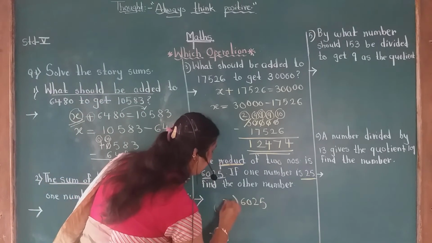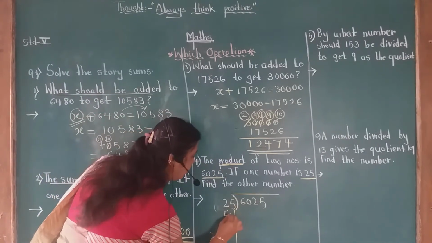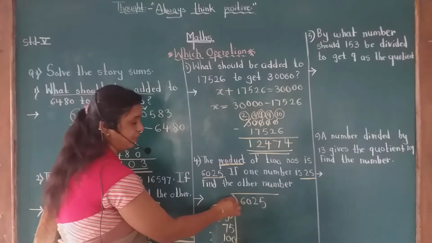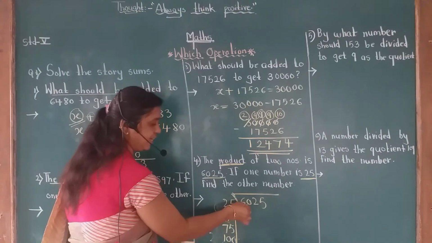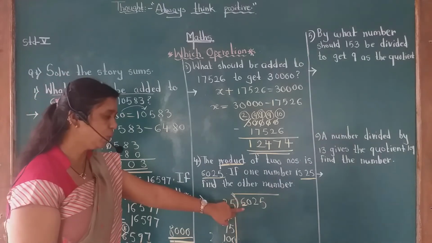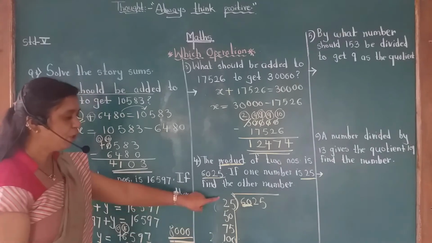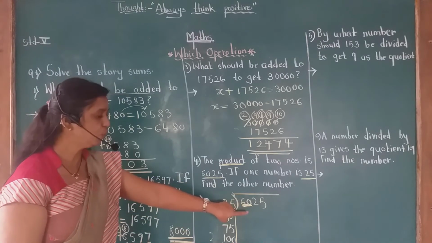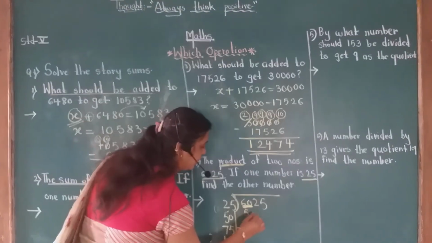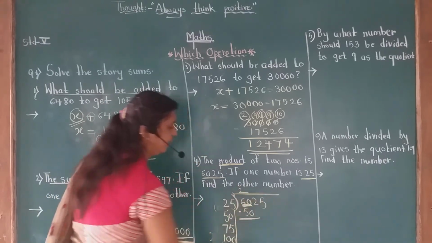6025 divided by 25. So you know the table of 25. See here, in the table of 25, is 6 there? No. Then for the small number 0, you can write 0, or directly you have to search for 60. See in the table of 25, is 60 there? No. Then you have to see which is the smaller number. 50. So write here 50. At what number is 50 there? Second. So you have to write here 2.